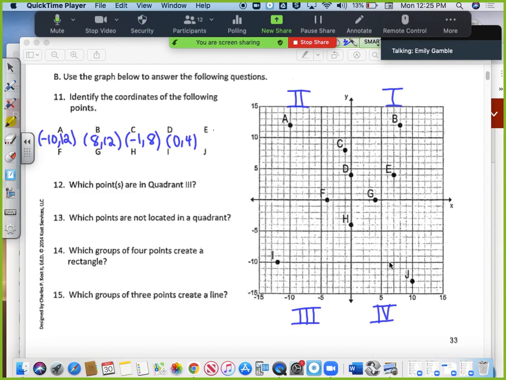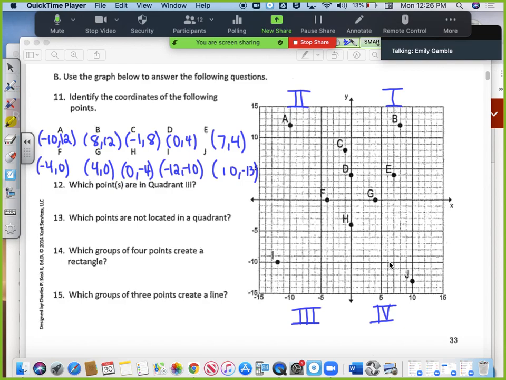Letter E would be 7, 4. Letter F would be negative 4, 0. Letter G would be 4, 0. Letter H would be 0, negative 4. Letter I is negative 12, negative 10. And letter J is 10, negative 13. All right, so here are all the different points and the ordered pairs that represent them.